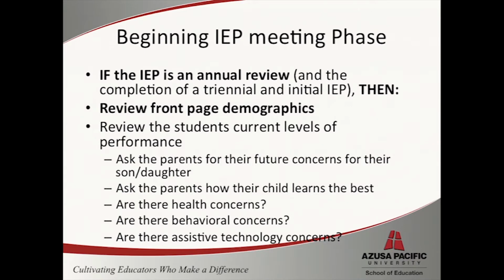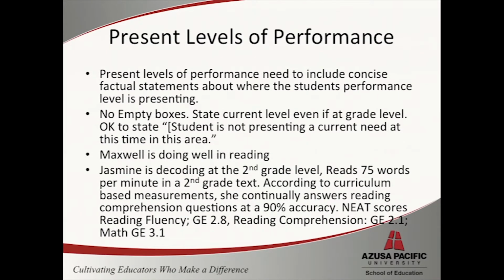As we go through the beginning pages of the IEP, there are the present levels of performance. And I have to say, never have any empty boxes on the present levels of performance. If in the area of behavior the student does not have a behavior goal and has never been a behavior issue in class, you could just say something like, "Student is not presenting a current need at this time in this area," but never leave it blank.